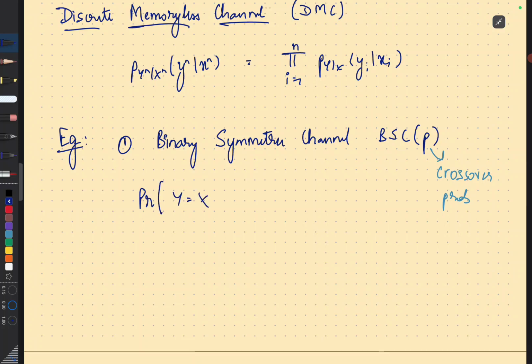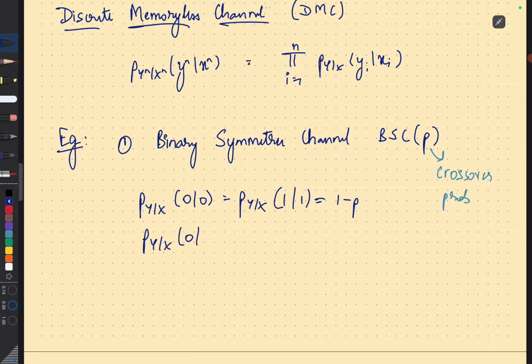So the probability that Y is equal to X, or to be more precise, P of Y given X of 0 given 0 is 1 minus P, and P of Y given X of 0 given 1 is P. Okay.